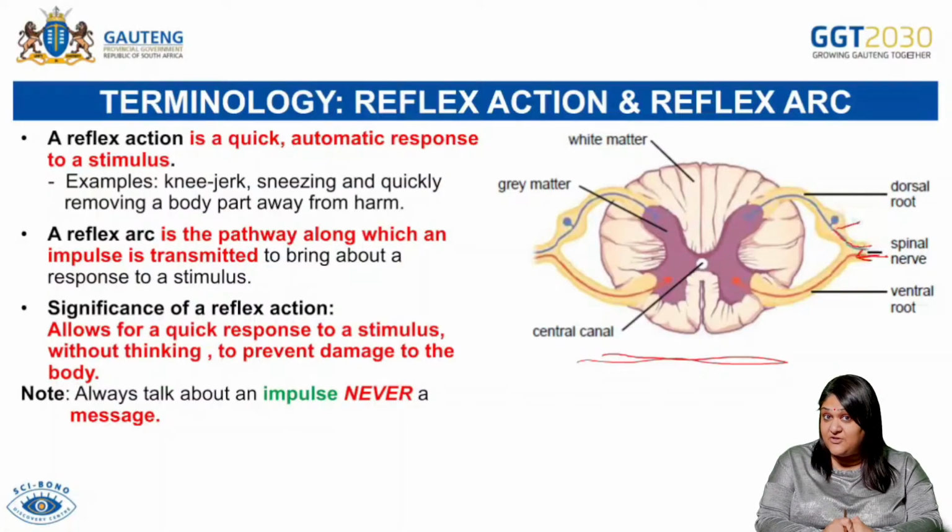It's the sensory neuron. Okay, so the sensory neuron is coming through the dorsal root. It's going to enter into the gray matter, and then it depends which reflex action it is, but it's going to connect with an interneuron, and then it's going to pass the impulse from the interneuron to the motor neuron, and then the motor neuron is going to enter via the ventral root, and then it's going to go to the brain for interpretation. Okay, I'm sorry, not to the brain, sorry. The motor neuron is going to go to the effector organ.